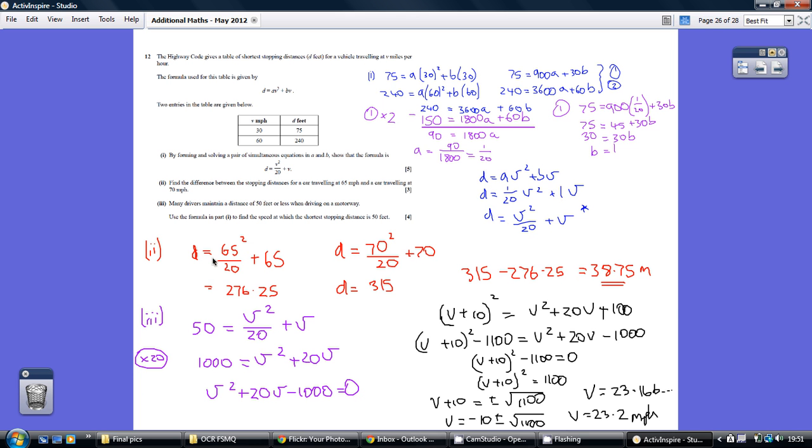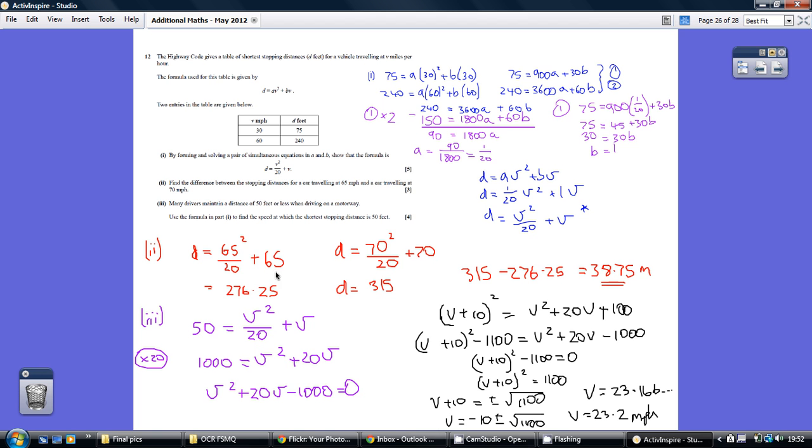Now for part 2, I think this was very straightforward, very generous really. Find the difference between the stopping distances for a car travelling at 65 and 70. So substitute in for the speed being 65 and you get this distance. Then secondly, substitute in for the speed being 70, giving us this distance. Take this distance away from this distance, gives us a final answer of 38.75.